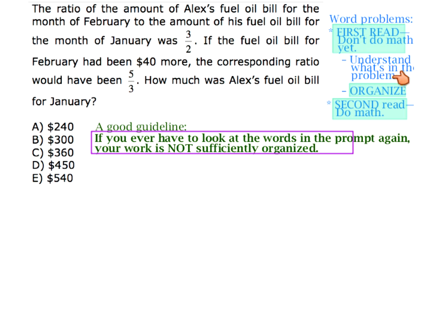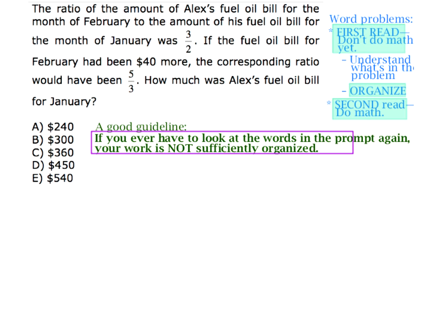So, okay. So what are the things in the problem? Well, we have a fuel oil bill for February and January. And then we notice what we have. We don't just have a fuel bill for those months. What do we also have? Like for each month, we have the fuel bill that Alex actually paid. And then what else do we have? Chat box. We have the if part, yeah. So we have like a hypothetical, right?